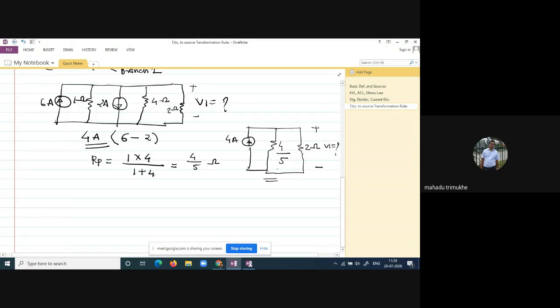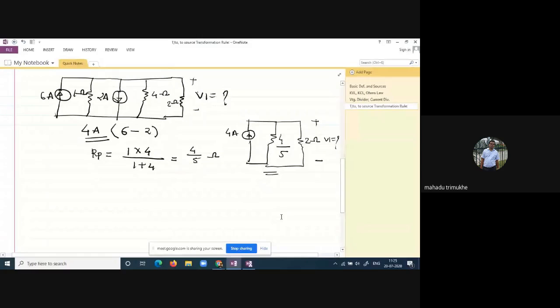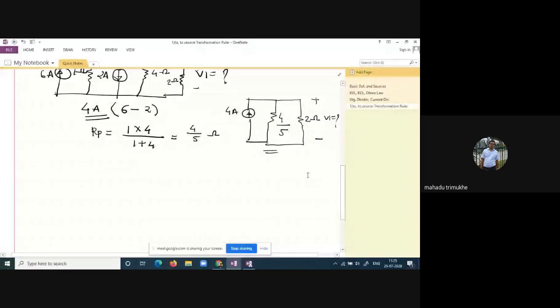So we have to reduce this circuit again. Okay, so now our aim is to find out voltage. So how are we finding out voltage? Here you have to find the voltage by finding the current through the 2 ohm resistor. So first of all you have to find out what is the current flowing through the 2 ohm resistor. Can anybody tell how we find this current through the 2 ohm resistor?